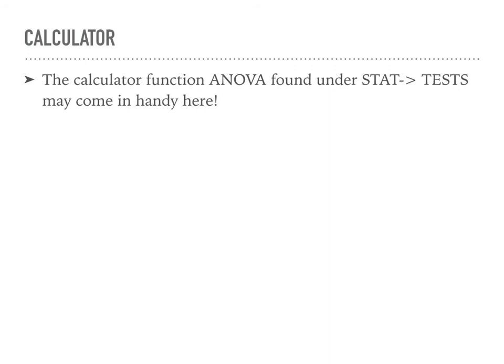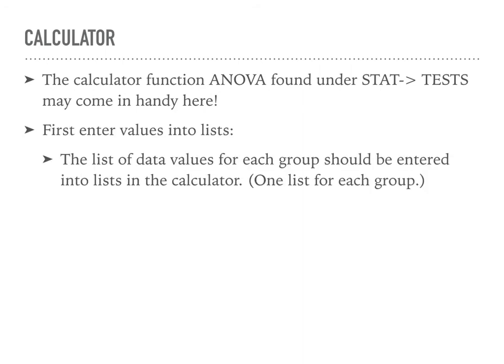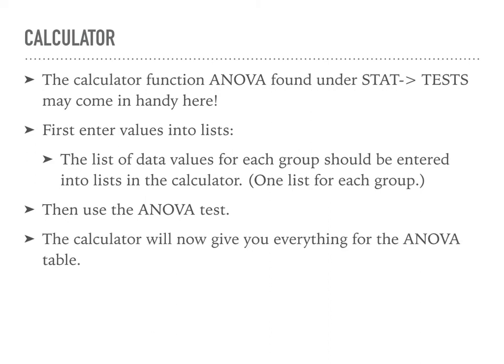So now let's talk about the calculator. The calculator function in ANOVA can be found by going to stat and then over to tests. This may come in handy later, but first we need to enter values into lists. We want to list the data values in our list, one list for each group. Now this is if you're using a TI calculator. I know some of you might have a Casio calculator. Casio calculators are handled differently. Make sure that you do reference your user's manual or email me if you have questions. Then we can use the ANOVA test. The calculator will now give you everything for the ANOVA table.